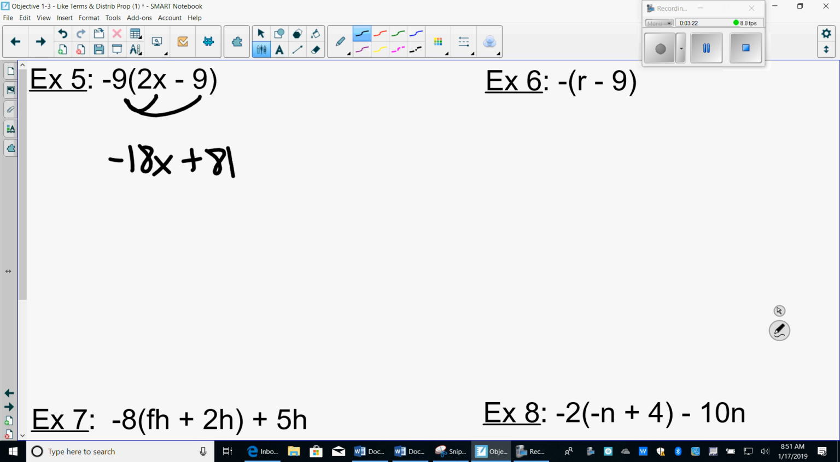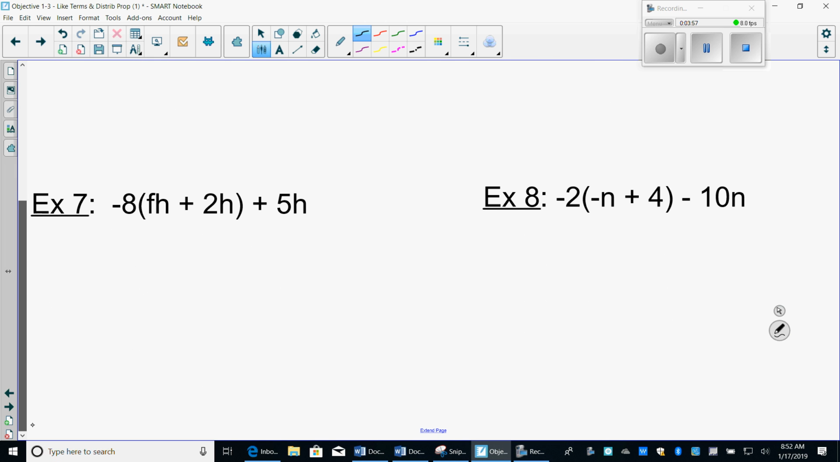So what do you do about example 6? Somebody besides Johnny. I like it when you talk to me. Go for it. Very good. This is like a negative 1. So we're going to distribute negative 1 times r is negative r. Negative 1 times negative 9 is positive 9. Okay? Are we finished? Yeah, we are finished. Those are not like terms, so that's as much as you can do. Okay?